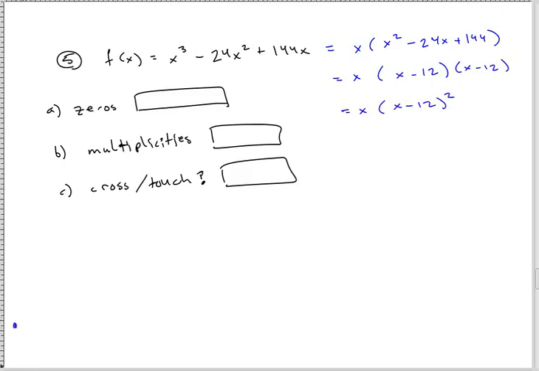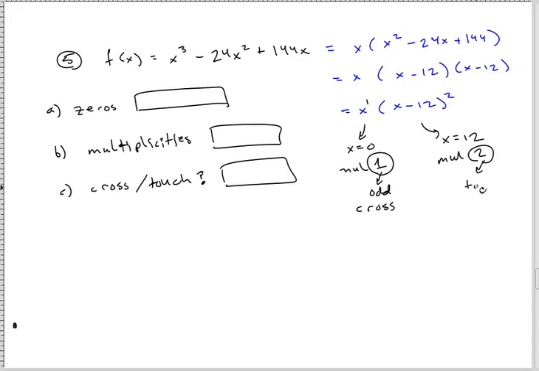Okay. Let me use a different color now. So what we have here is x equals 0 is my 0, and I also have x equals 12. And I'm going to ask, what's the multiplicity? How many times do you see this happen? One time, multiplicity of 1. And this here, how many times did it happen? 2. This number here is odd, and so therefore we're going to cross. This number here is even, so therefore we're going to touch.